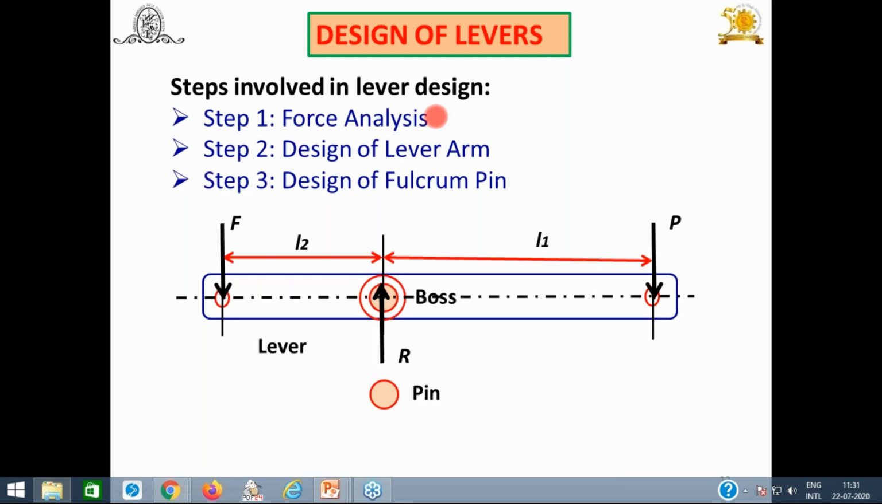Because it is based on the class or type of lever. Class means maybe first class, second or third. First means pivot at the middle, second means the force is at the middle, and third class means the effort is at the middle, in between pivot and the force. Once you decide the type of lever, then you can locate the position of these forces. That's why force analysis is important. Generally, while designing the lever, the given data may be how much force is required to operate that system or subsystem where the levers are used.